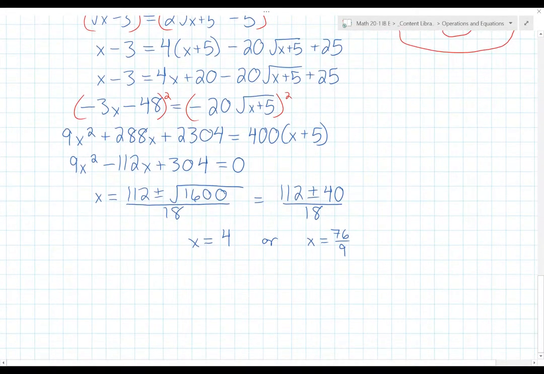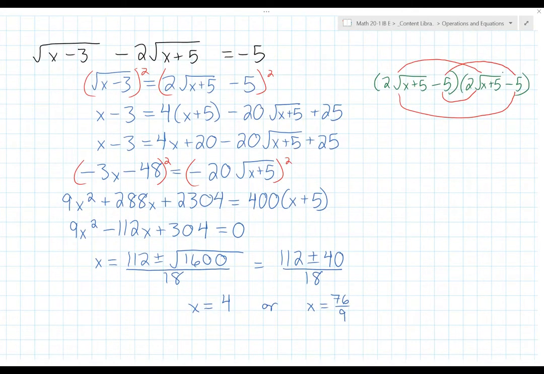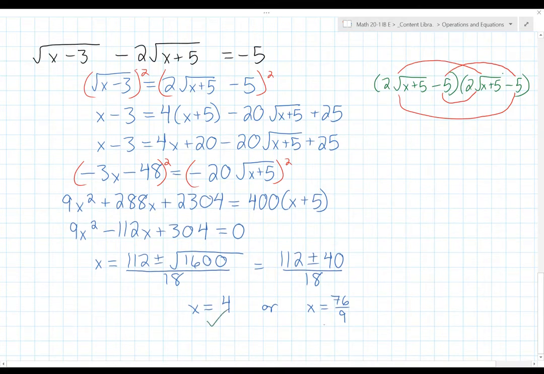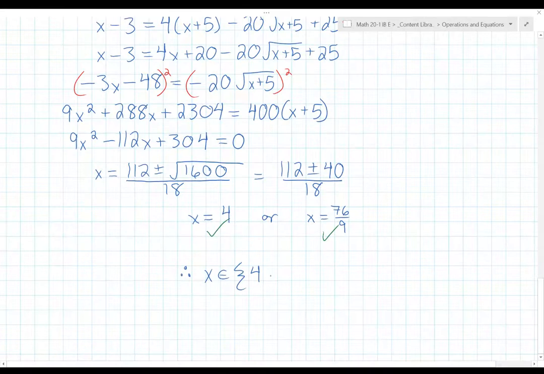I do have to verify these. This is an example where I would definitely just use my calculator to verify. And I have to verify them all the way back in the original equation. So I'm verifying them back in the starting equation, root x minus 3 minus 2 root x plus 5, and I'm checking that I get negative 5 when I sub it in. That's where a calculator is very handy here. They do both work. So in this case, I have 2 solutions, and I should represent them as a set. So 4 or 76/9 are my 2 solutions.